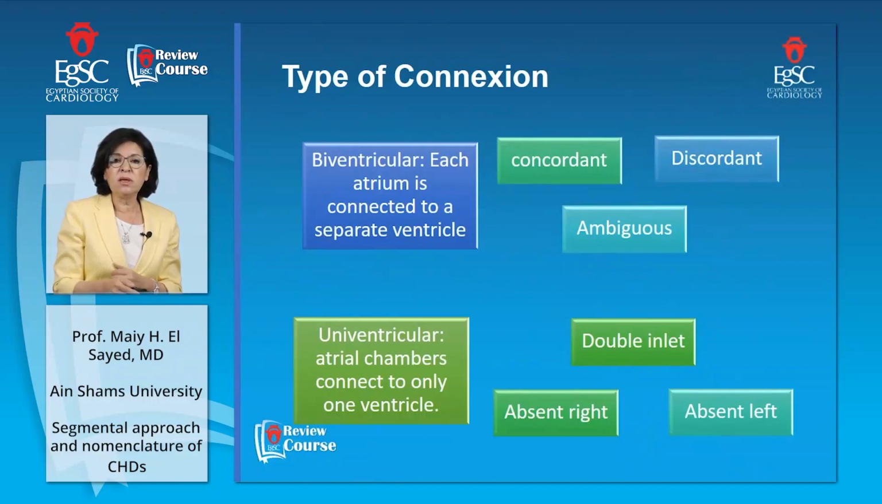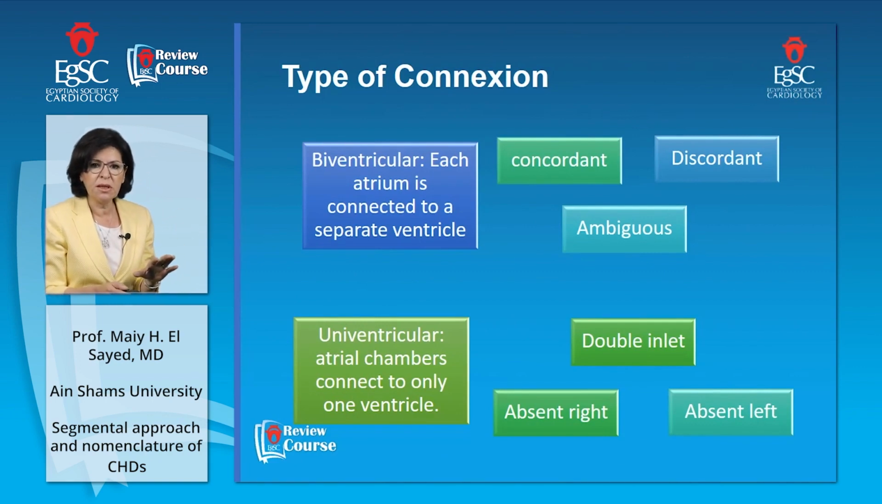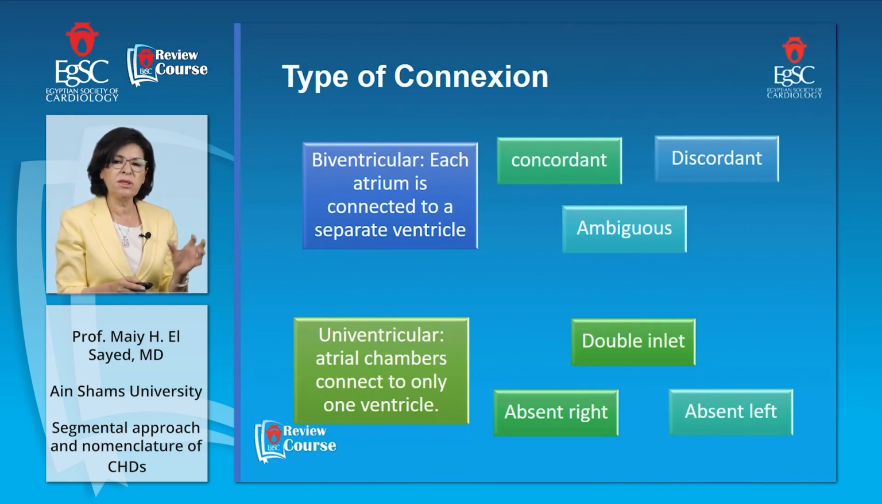So let's see what are the types of connection that we expect. You can have biventricular connection, which means that each atrium is connected to a separate ventricle. And then you can have univentricular connection, which means the atrial chambers are connected to only one ventricle.